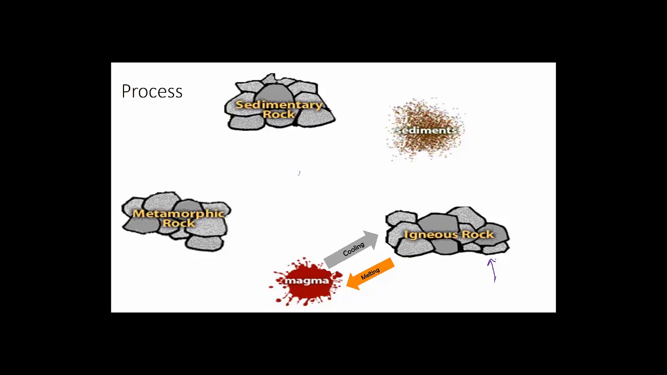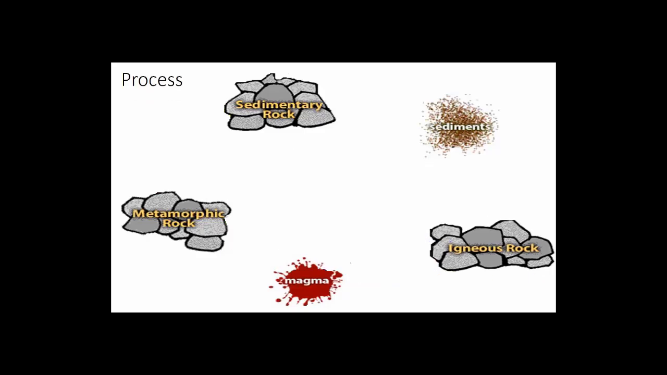So if a sedimentary rock gets pushed underground, it's also going to get melted into magma, and then that magma is going to cool and form a new igneous rock. And if a metamorphic rock gets pushed deep underground, the same exact thing happens. The metamorphic rock is going to melt, and then that magma is going to cool and harden and form a new igneous rock. So doesn't matter what type of rock it is, if that rock melts and then the magma cools, you're going to have an igneous rock.